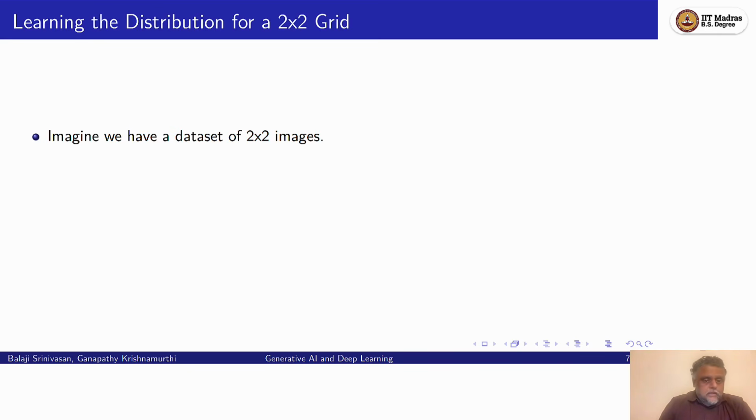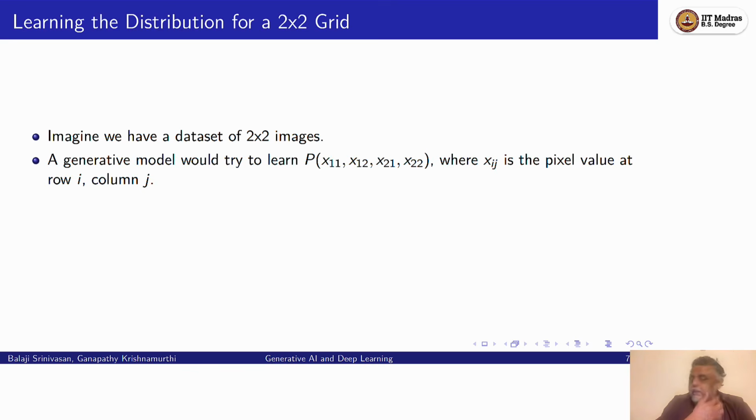So let's assume that we have this data set of 2x2 images. What would a generative model do? A generative model would try to learn this probability distribution, that is, the probability of x11, x12, x21, x22, where xij is the pixel value at row i and column j. Here we are not letting go of the pixel locations, because without location, it doesn't mean anything. An arbitrary collection of pixels cannot make an object.